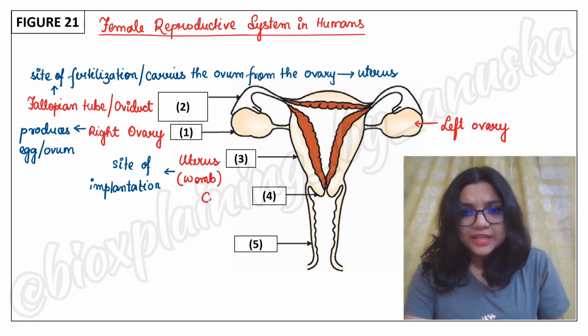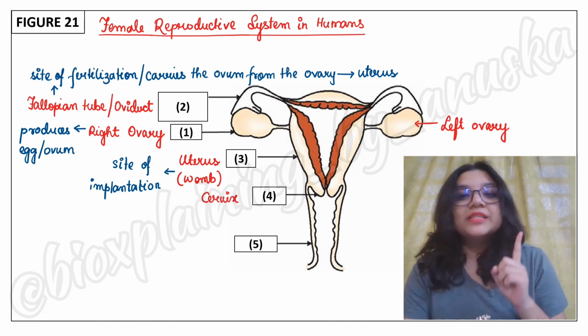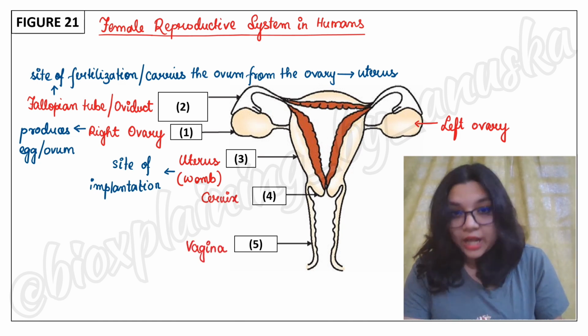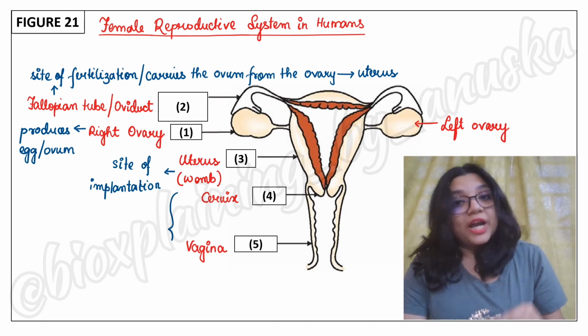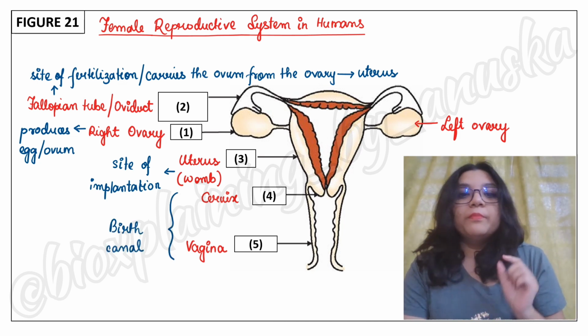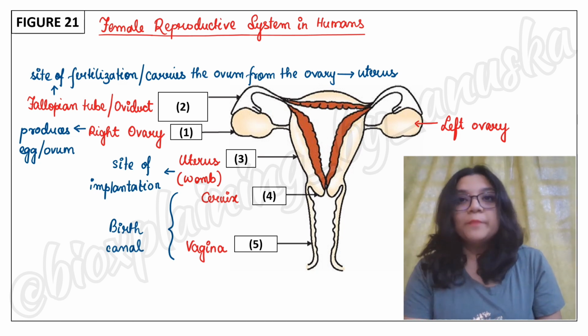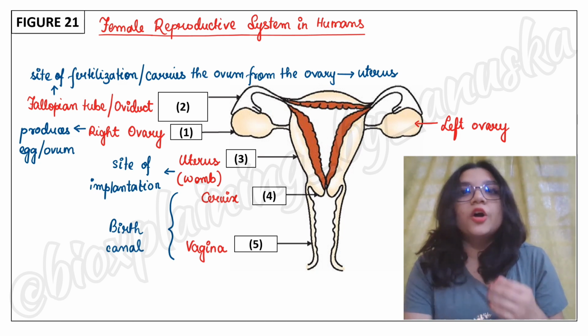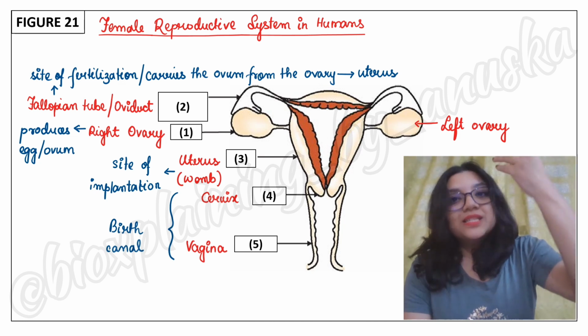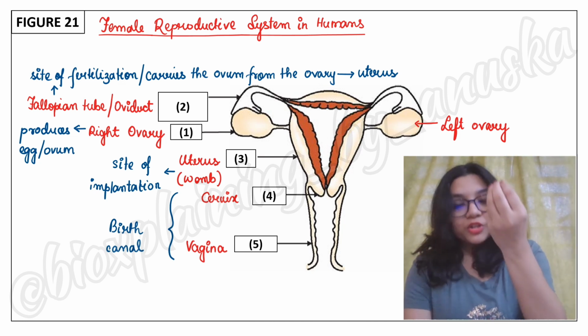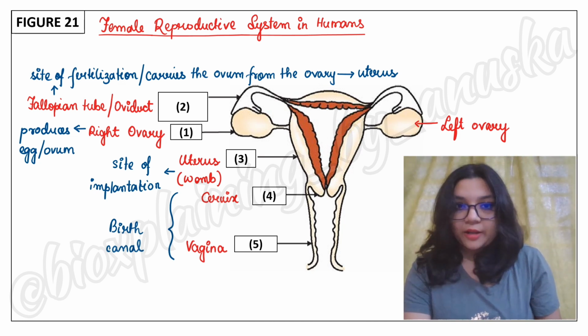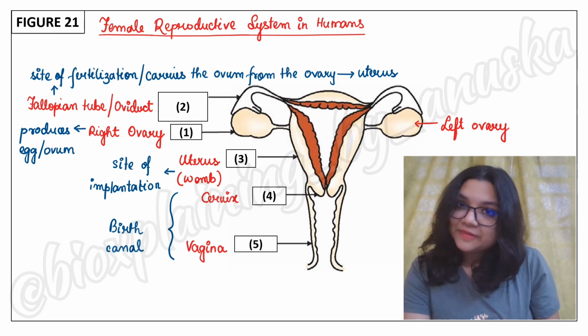Okay. Next we have number 4 is the cervix and number 5 is the vagina. Cervix and the vagina together is the birth canal. Why do I call it to be the birth canal? Because during parturition, that is during birth, the child is expelled out of the mother's body through the cervix and the vagina. Okay, I guess this is clear.